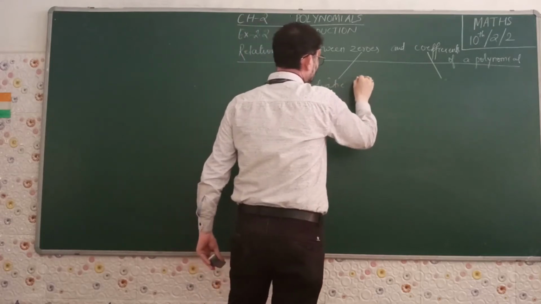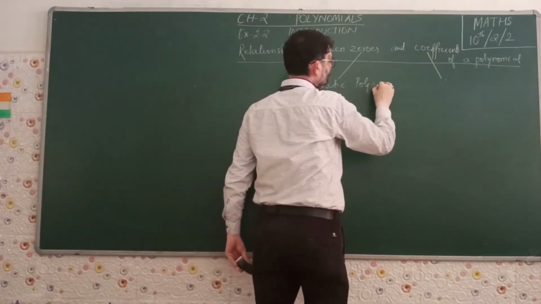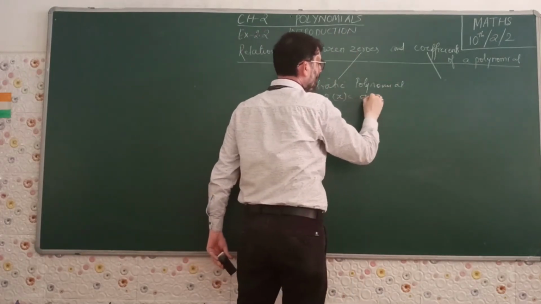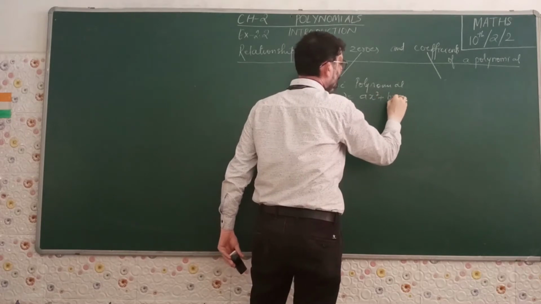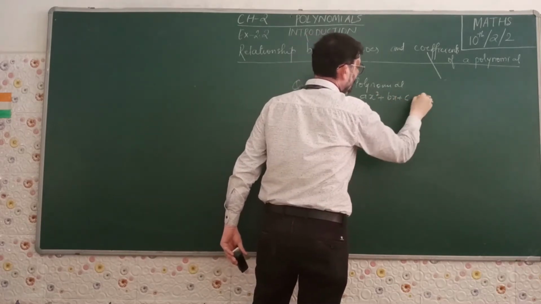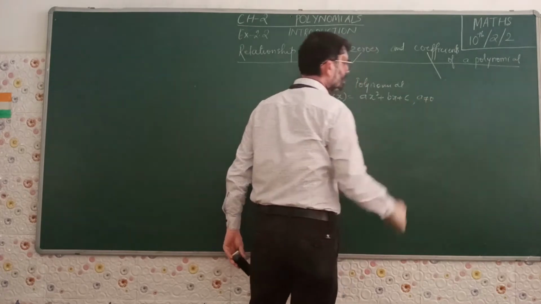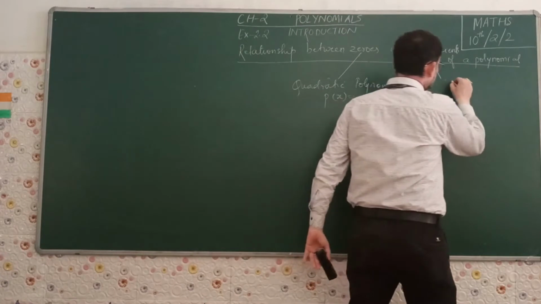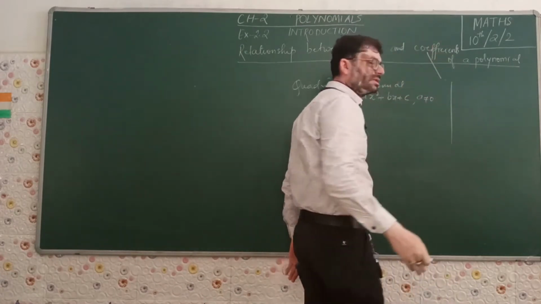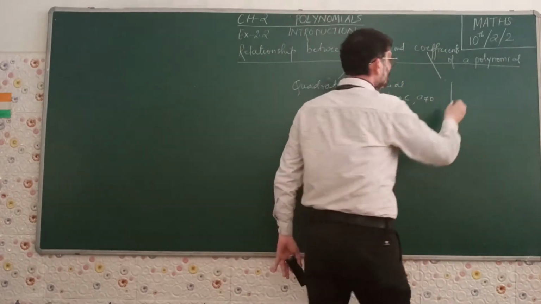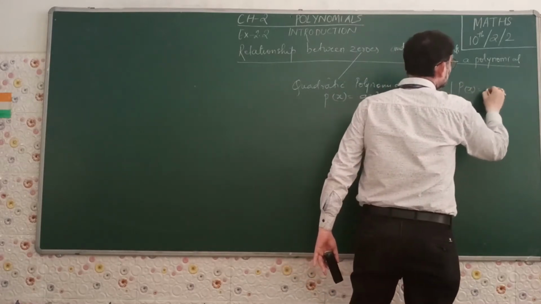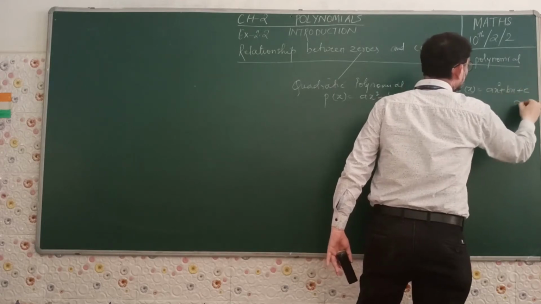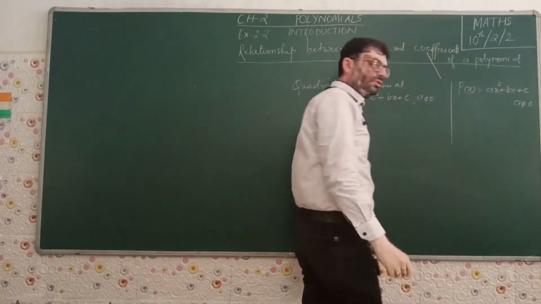Quadratic polynomial: p of x is equal to ax squared plus bx plus c, and a is not equal to 0. This was the condition given to us. Let us show it once again, so that the coefficients will also be identified from the polynomial. p of x is equal to ax squared plus bx plus c, and a is not equal to 0.